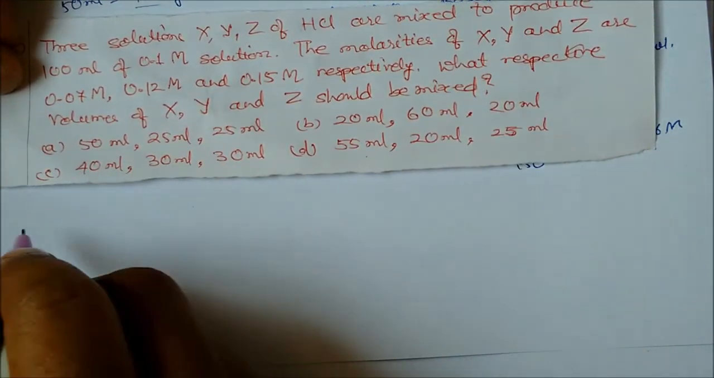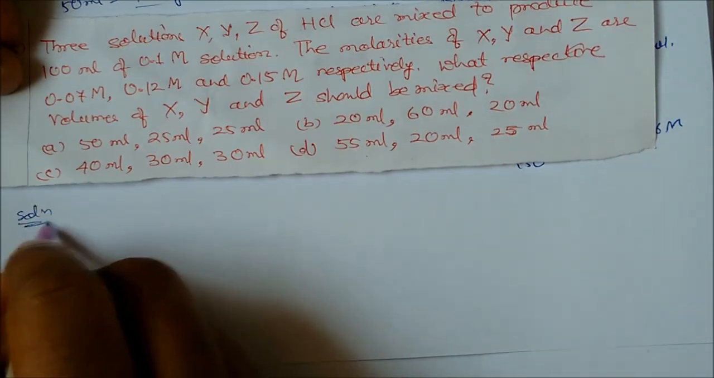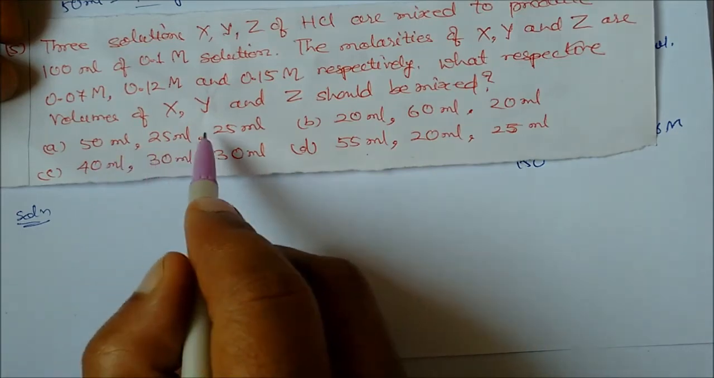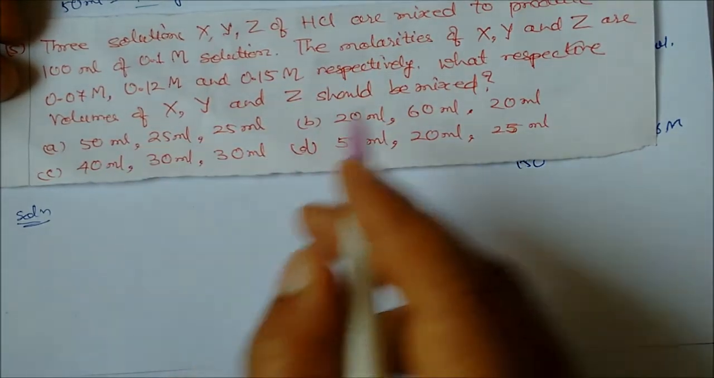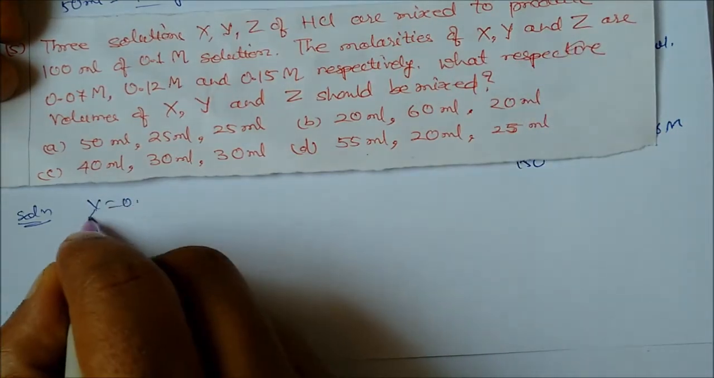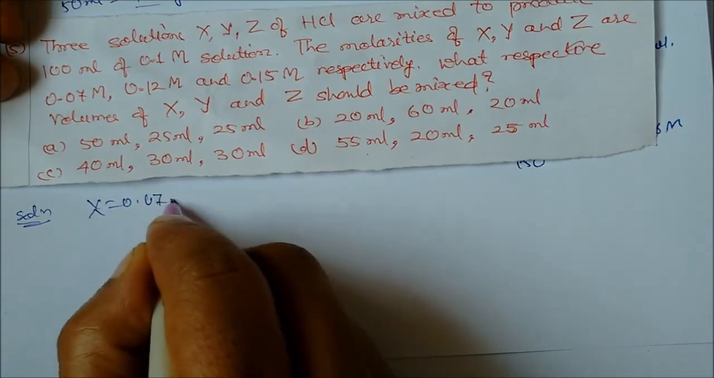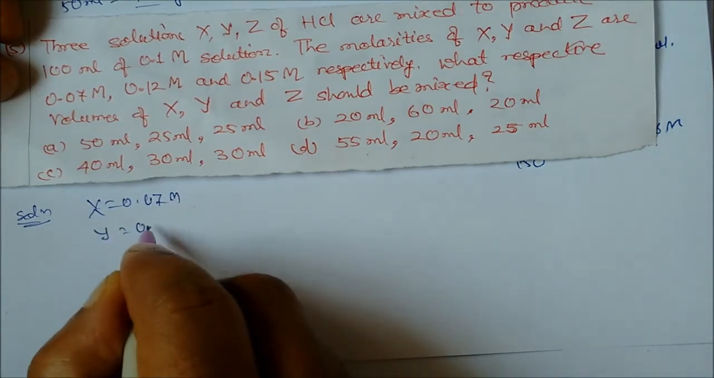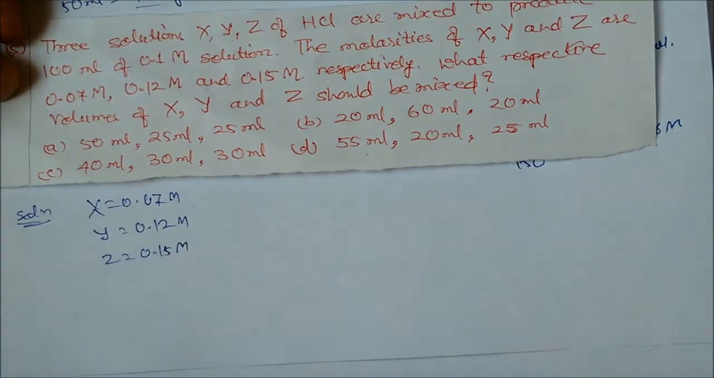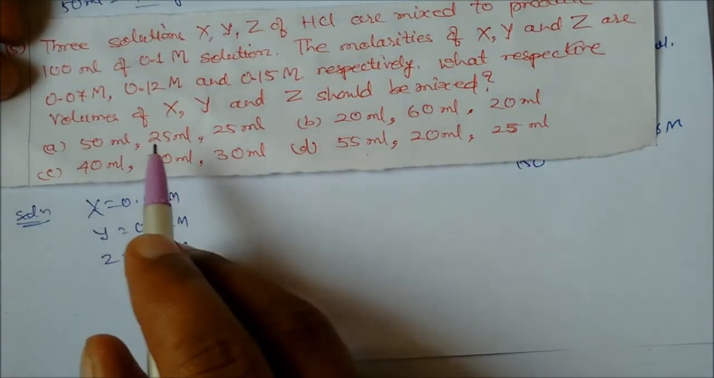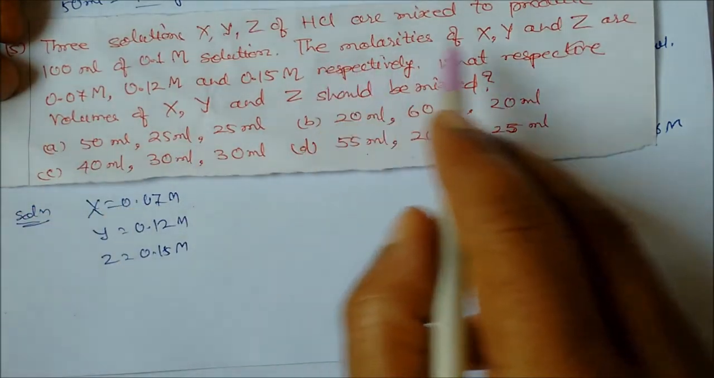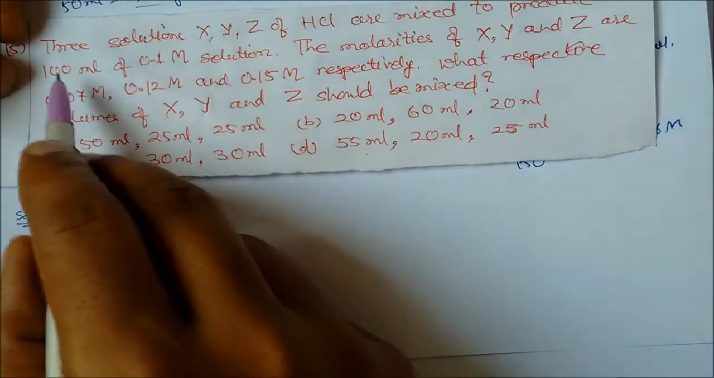So this is just like a hit and trial method, because here you have to take each and every ml to solve it. We will use the formula, same thing. 3 molarities are given: X is 0.07 molarity, Y is 0.12 molarity, and Z is 0.15 molarity. And if you take the volumes mixed, it should be equal to 100 ml.